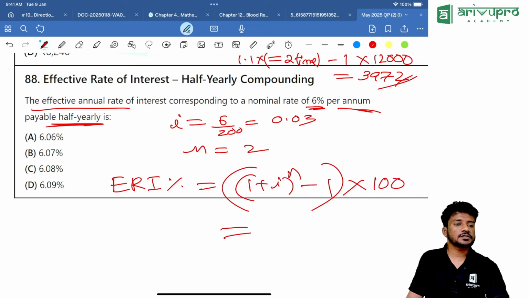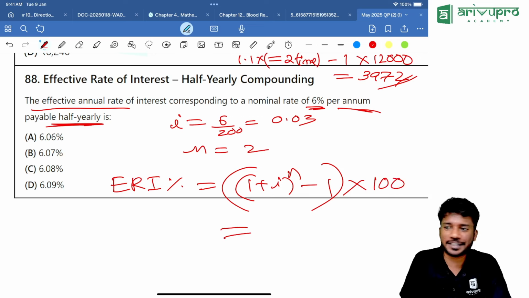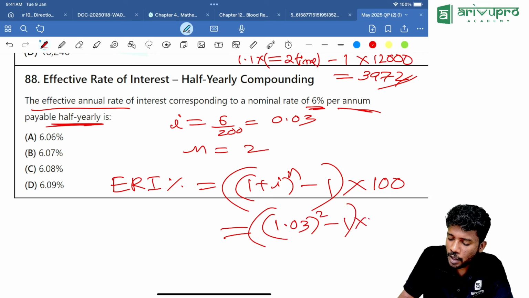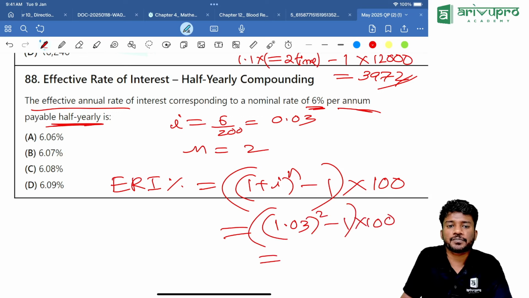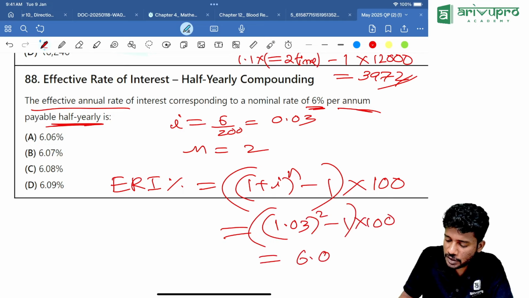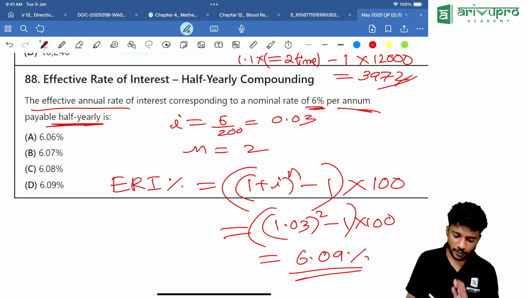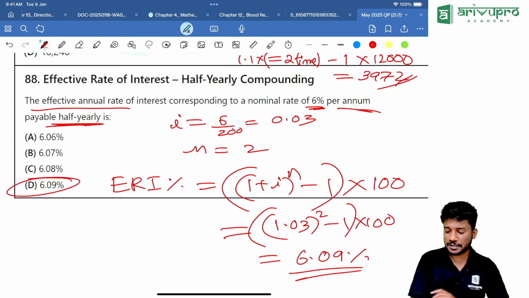Get me the answer. Yes, how much is it? Option D. That means (1.03)² minus 1, into 100. What is it now? 6.09. Clear? Everyone got the answer? Option D is the answer.